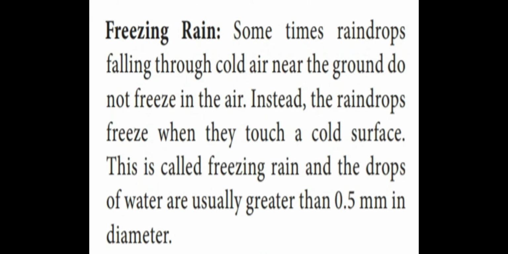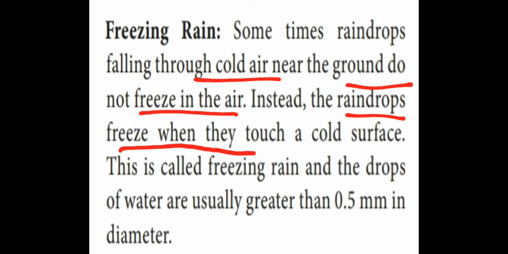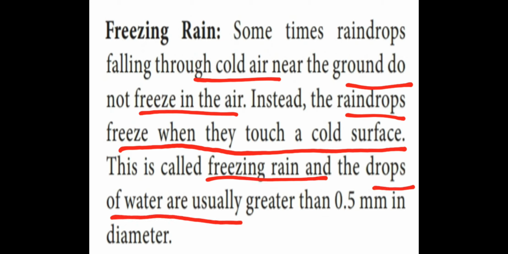Next, coming to freezing rain. Sometimes raindrops falling through cold air near the ground do not freeze in the air. Instead, raindrops freeze when they touch a cold surface. This is called freezing rain, and drops of water are usually greater than 0.5 millimeter in diameter.